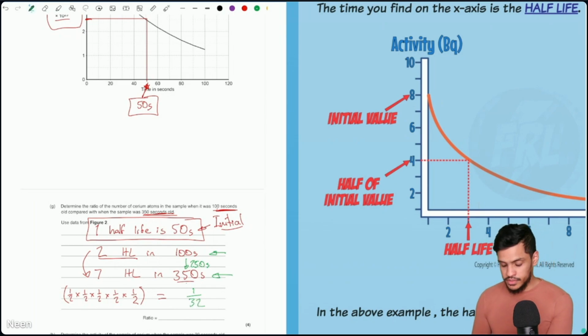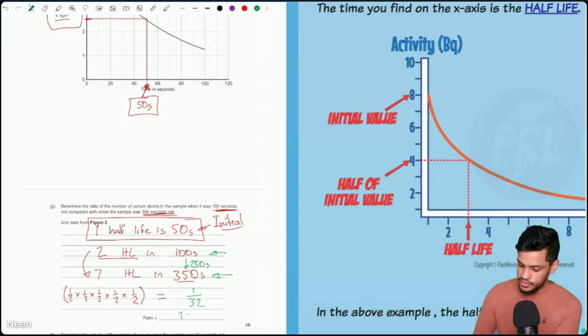That is a tricky question, I must admit. So you can either write it like that, or you can write 1/32. Either one's fine. You can leave it as a fraction as well.